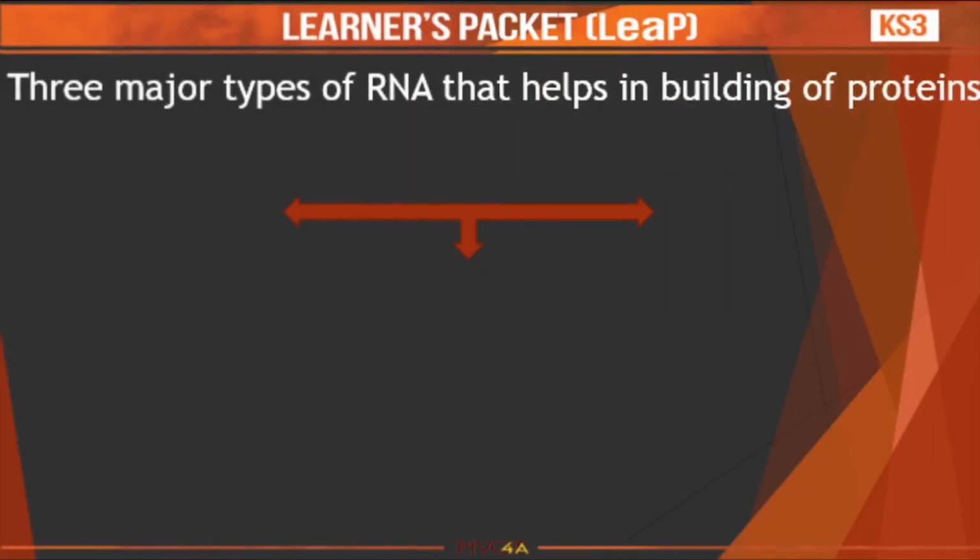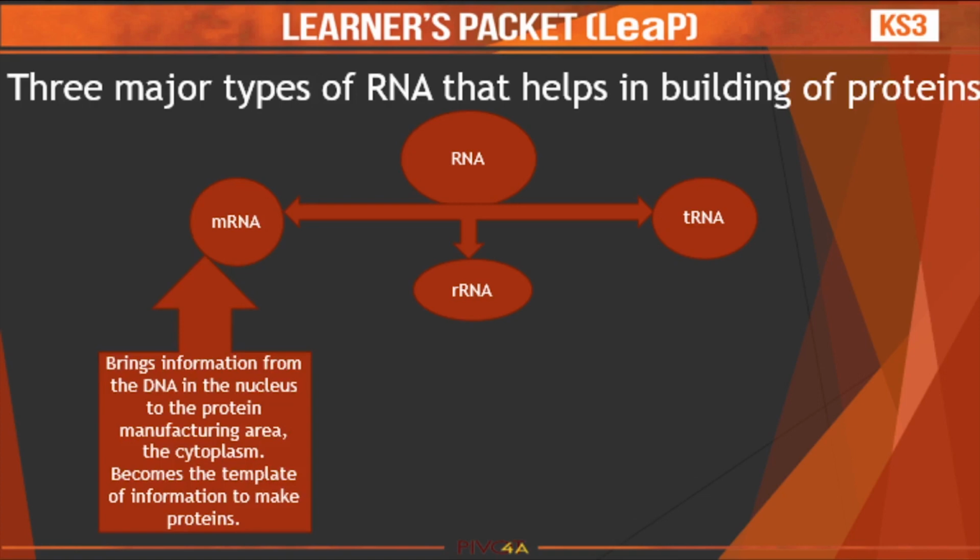Moreover, do you know that there are three types of RNA that help build the proteins? You can consider each RNA molecule to be a worker in the production of protein. So we have the mRNA or the messenger RNA, rRNA or the ribosomal RNA, then the tRNA or the transfer RNA. The mRNA brings the information from the DNA in the nucleus to the protein manufacturing area, which is the cytoplasm. Again, the protein manufacturing area is the cytoplasm.